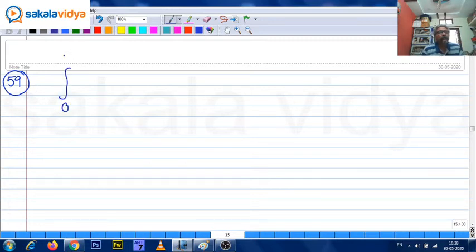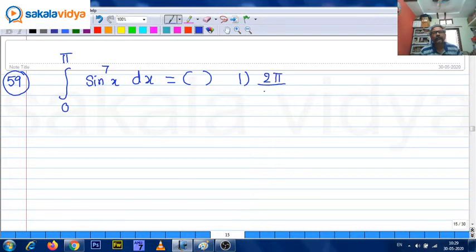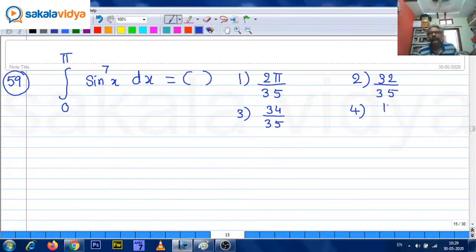Integral 0 to pi sin x to the power of 7 dx equals to, first option 2 pi upon 35, second option 32 upon 35, third option 34 upon 35, fourth option 17 upon 35.